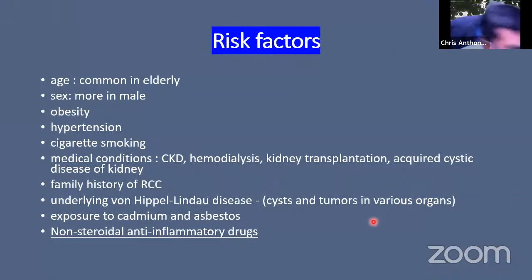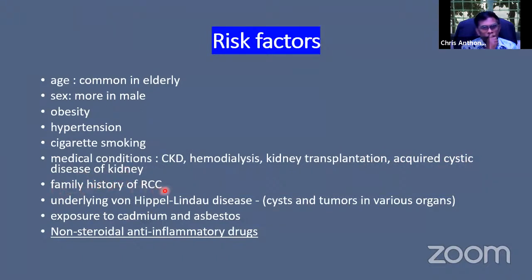What are the risk factors for this cancer? Age, as mentioned, it occurs in the elderly. More common in males, 2:1. Obesity is another factor. Hypertension, cigarette smoking, and medical conditions such as chronic kidney disease, patients on hemodialysis, patients post-transplantation, renal transplantation, and acquired cysts of the kidney.